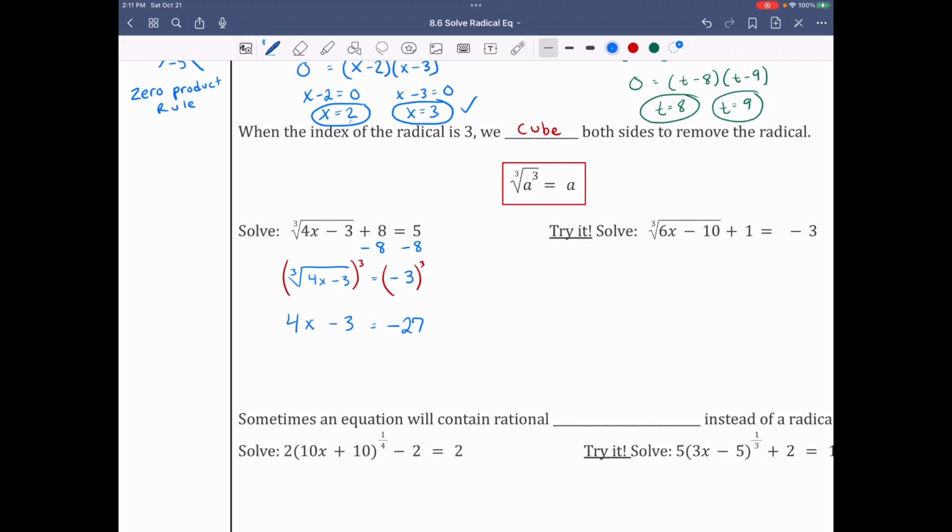Now we're just solving it like a regular equation. So we add 3 to both sides. We get negative 24. And then we divide by 4, x equals negative 6. And you can plug that in to check. 4 times negative 6 is negative 24. Minus 3 is negative 27. Take the cube root of that. You get negative 3. Negative 3 plus 8 equals 5. I just checked it in my head, but it does check.